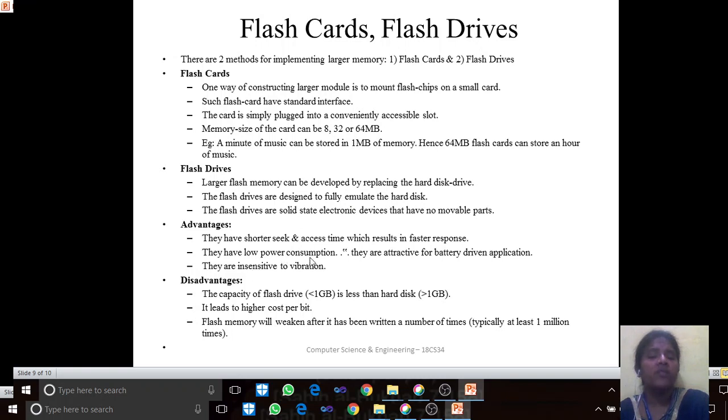They have low power consumption. Obviously, since all flash devices have low power consumption, they are attractive for battery driven applications. They are insensitive to vibration. They can tolerate the vibration.